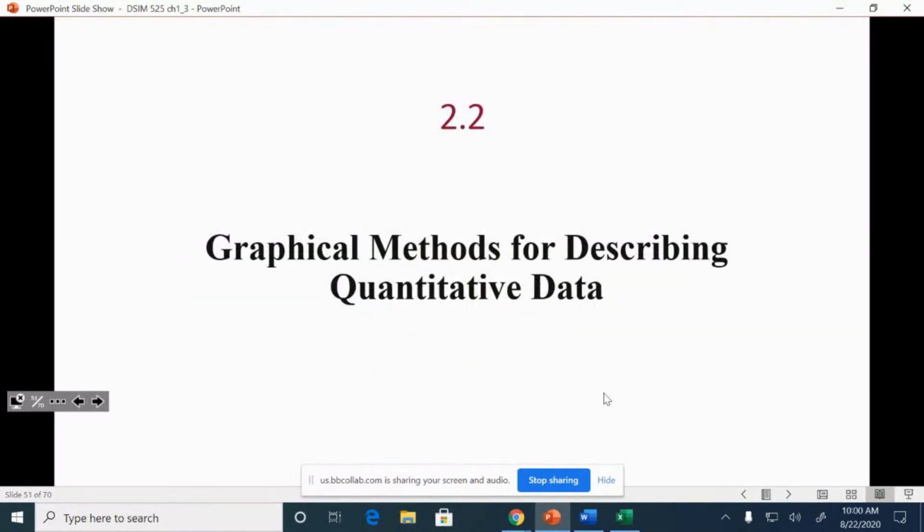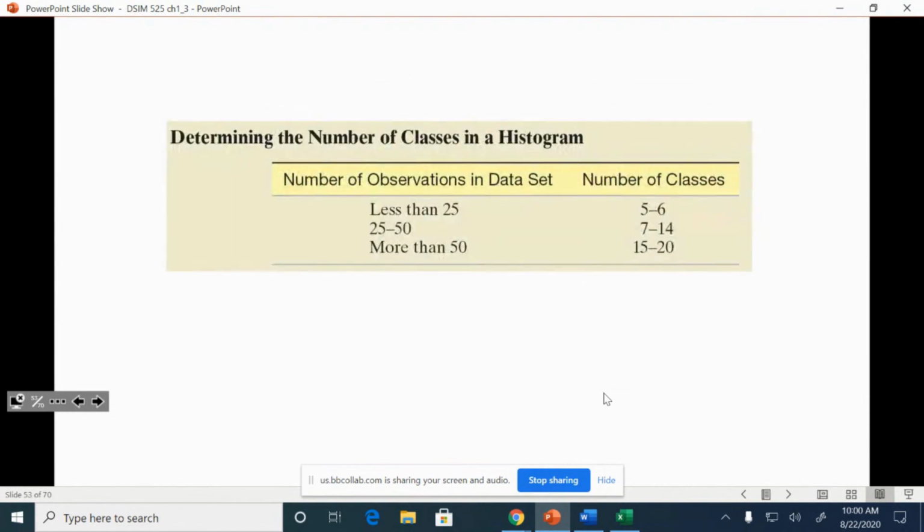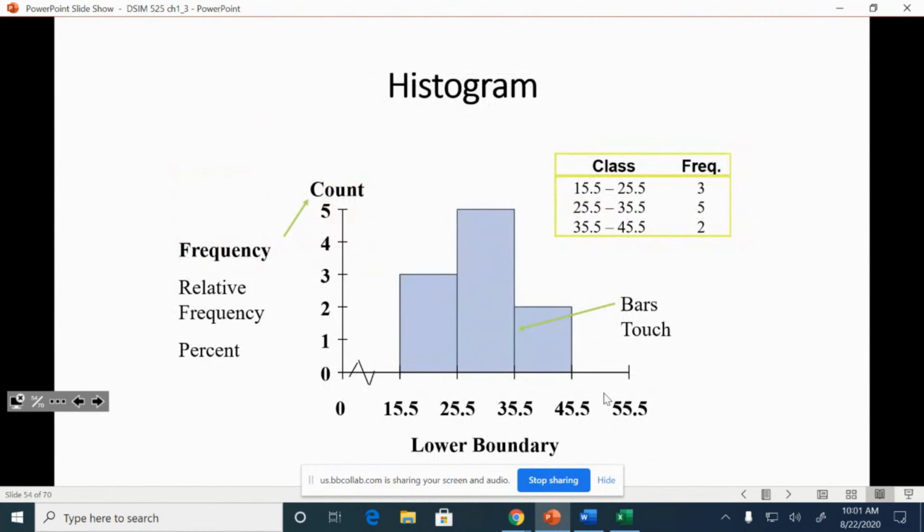Graphical methods for describing quantitative data. So histogram, possible numerical values of the quantitative variables are partitioned into class intervals, where each interval has the same width. These intervals form the scale of the horizontal axis, and a horizontal bar is placed over each class interval. So we have two quantitative axes for a histogram, which is what makes it different from a bar chart.